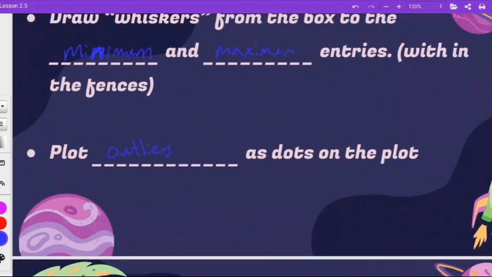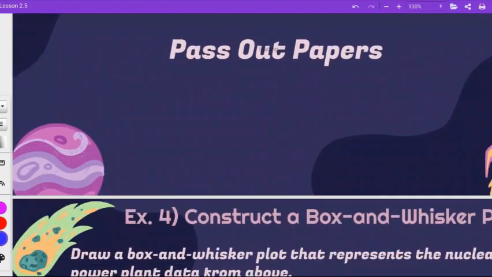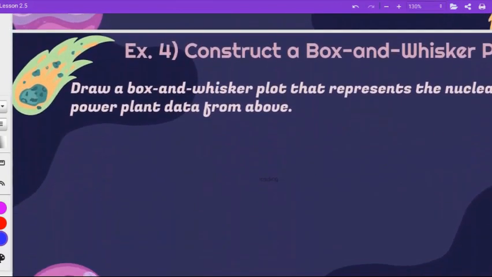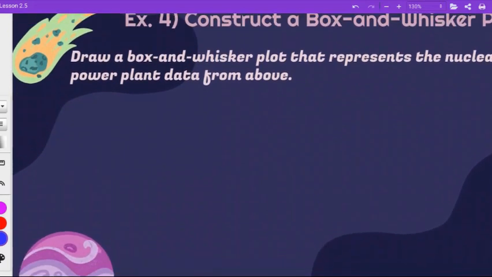All right, so again, still using the same data, we're going to construct a box and whisker plot. So again, this is what we got from the data earlier. The minimum was 6. The Q1 was 10. Q2, or the median, was 18. Q3 was 31. And then we had a max of 104 on our data set.